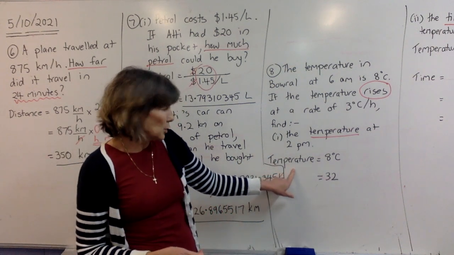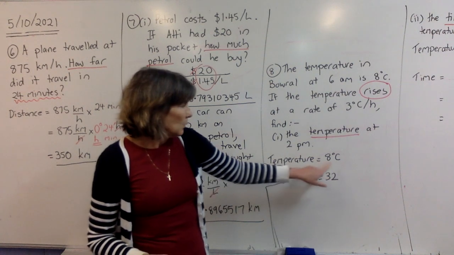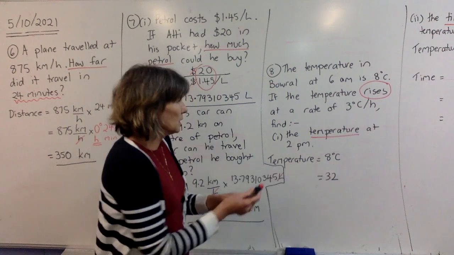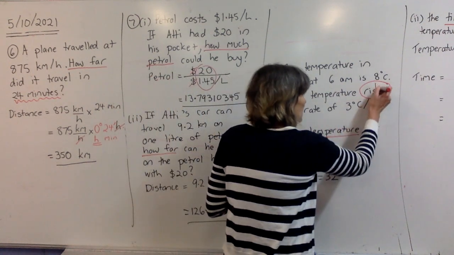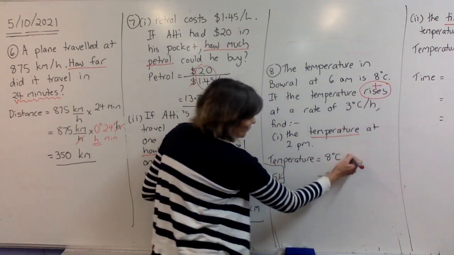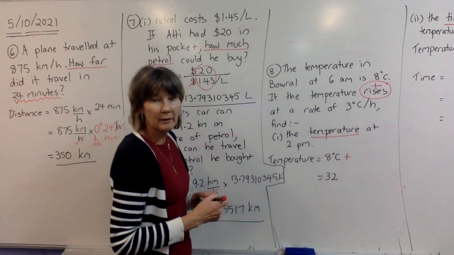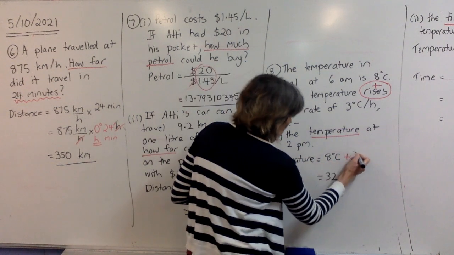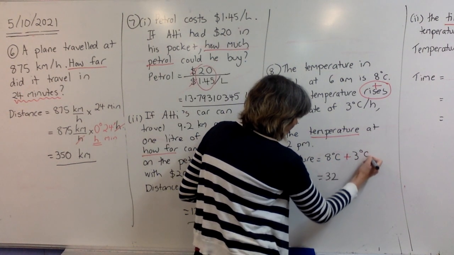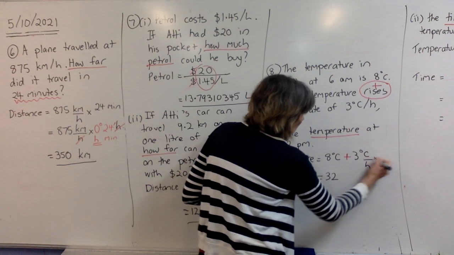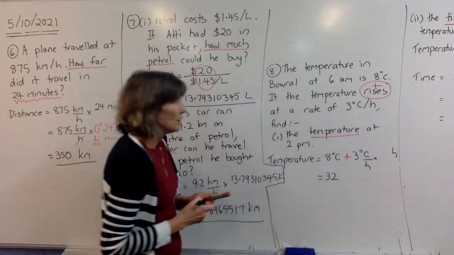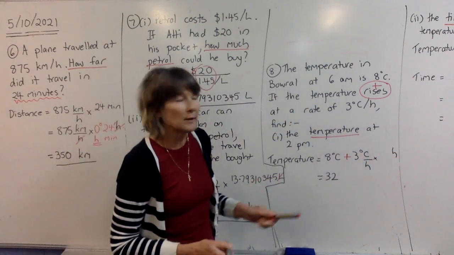We're looking for temperature, so write the word down. We start with 8 degrees Celsius. Now rises is adding temperatures on. So we're going to add 3 degrees Celsius per hour. So how many hours do we have between when we started looking at this?